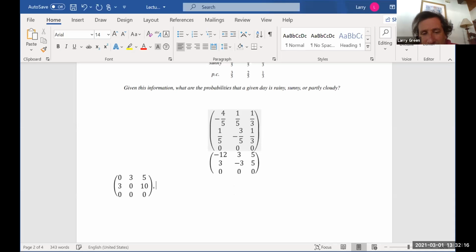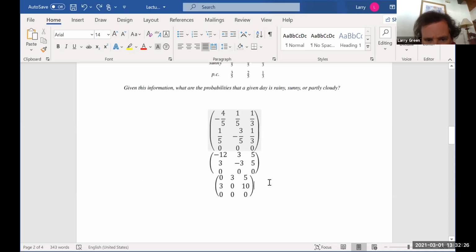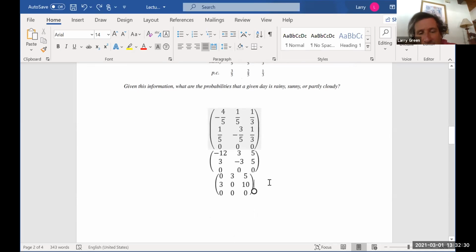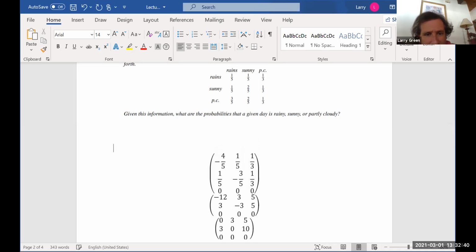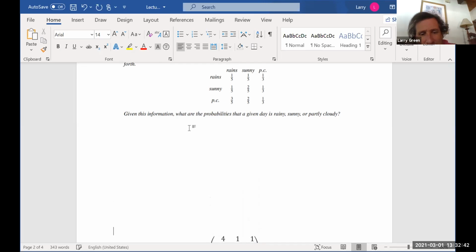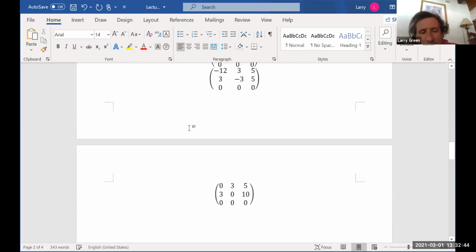So what do I get? Oops. It doesn't want to be good. Oh, I know. I think it's going to the next row. I think I know what's happening. I think I need to put it on the next page.